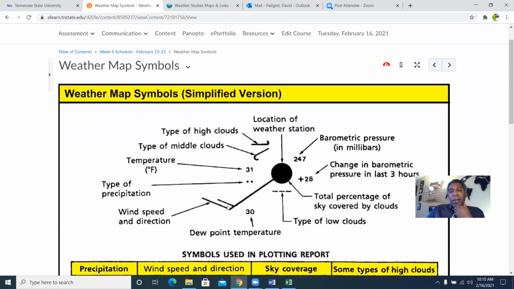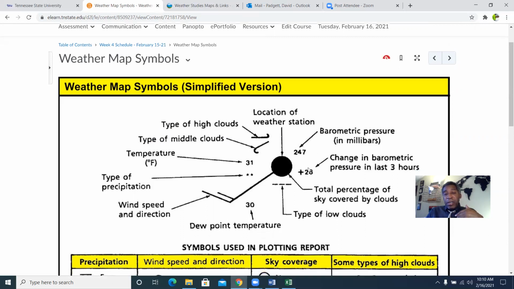And then types of clouds. Remember when we did the cloud observation? Here's high clouds, middle clouds. When we switch back to the weather map, we're not going to see a lot of these things on the map. Barometric pressure will be on there, and this is in millibars.